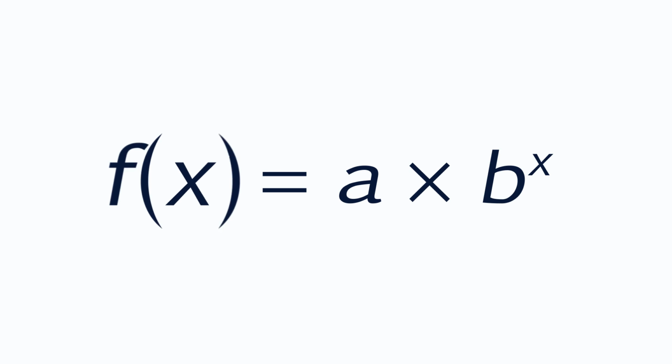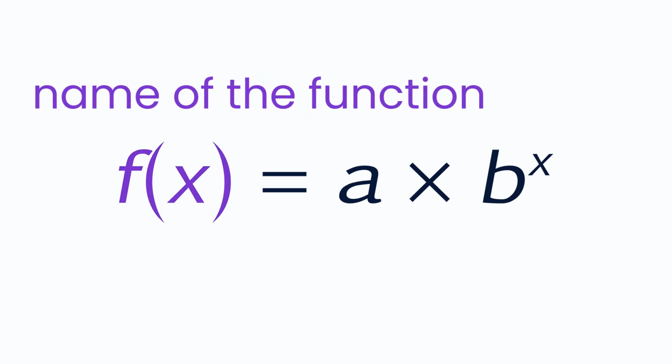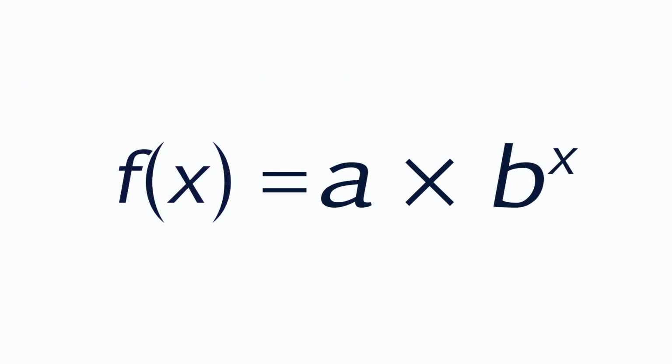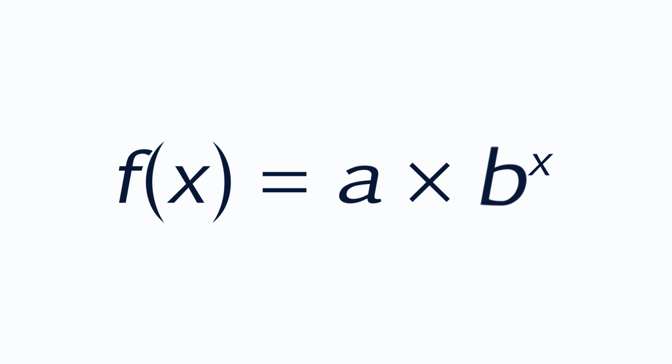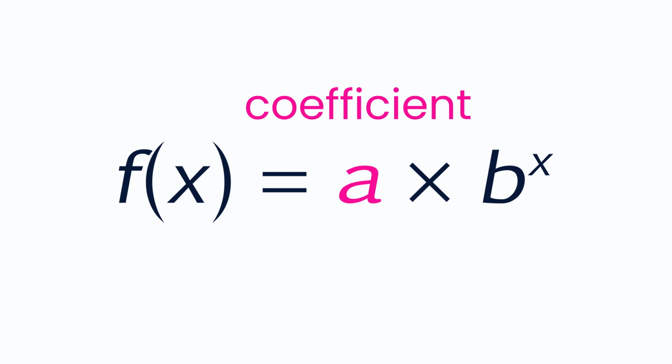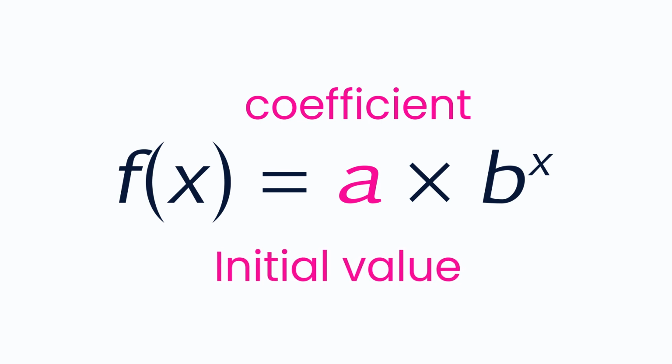F of x is the name of your function. On the right-hand side, you have the expression a times b to the power of x. A is the coefficient of the exponential function. It is also called the initial value. This is because a is the y value when x equals 0.